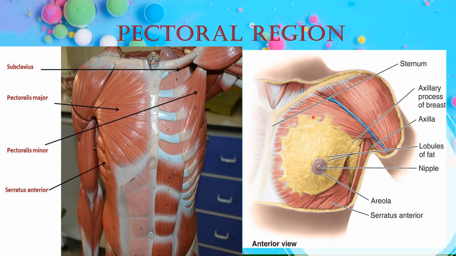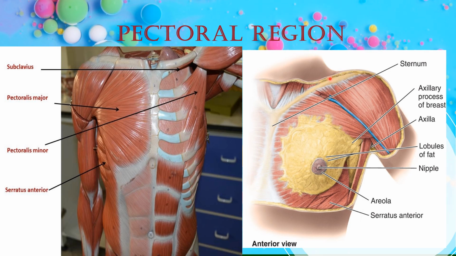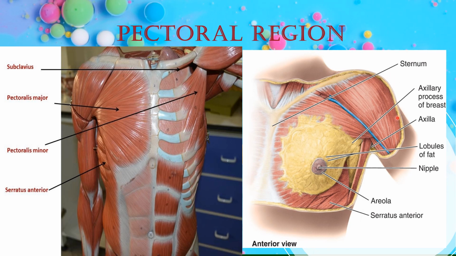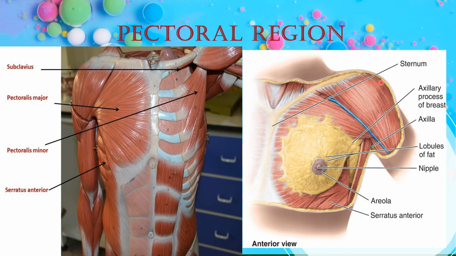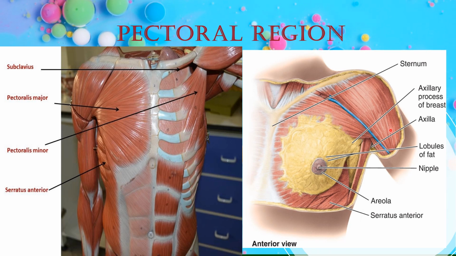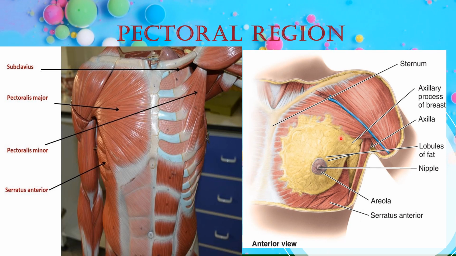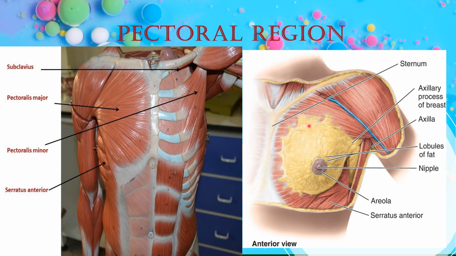It has various important structures, like we see here. The skin is reflected. So once the skin of the pectoral region is reflected, you see the superficial fascia, which is made up of fibrofatty layer. This fibrofatty layer encloses the mammary gland in females.